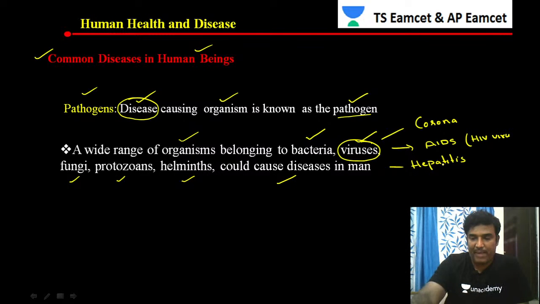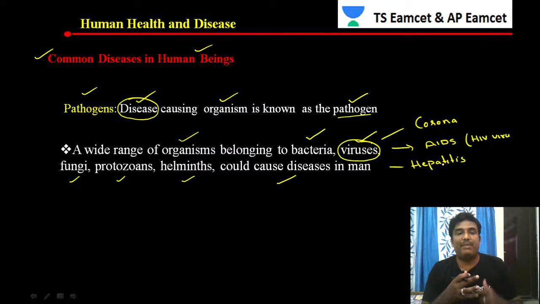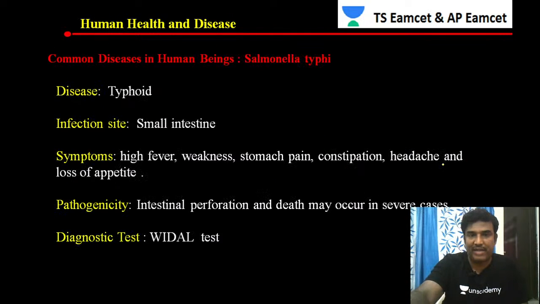Okay, so like that, pathogens can be a bacteria, it can be a virus, it can be a fungi, it can be a protozoan, it can be a helminth parasite. So like that, these all can act as pathogens in the case of human beings. So let us see the first one. The first pathogen which is causing disease in human beings is Salmonella typhi.